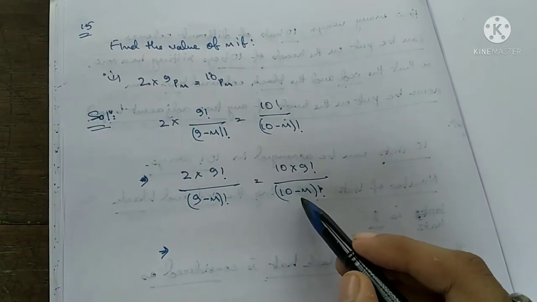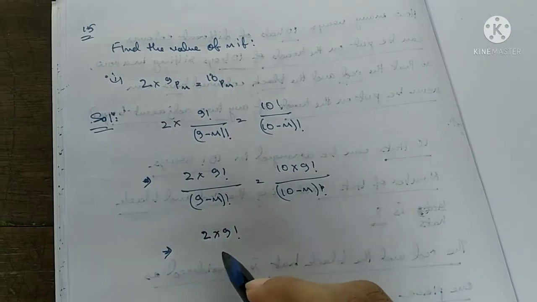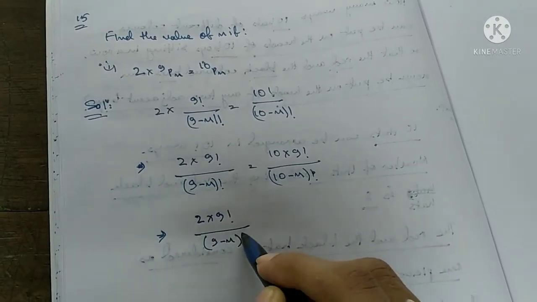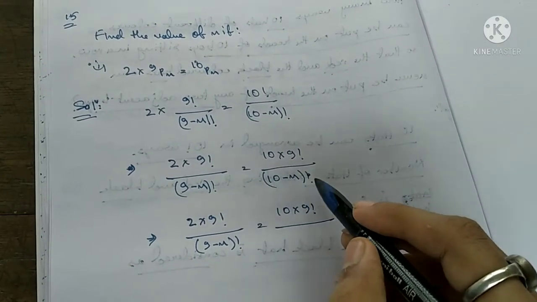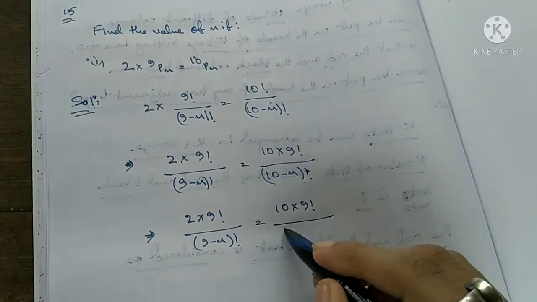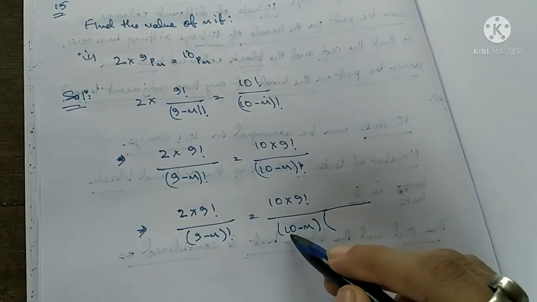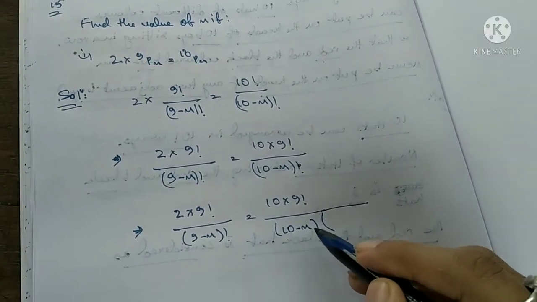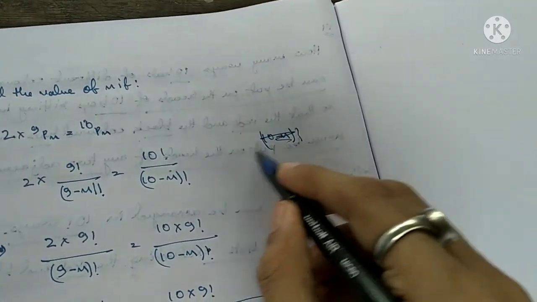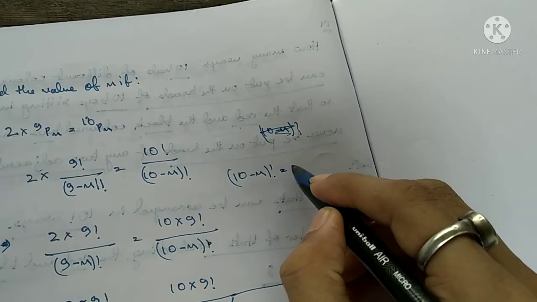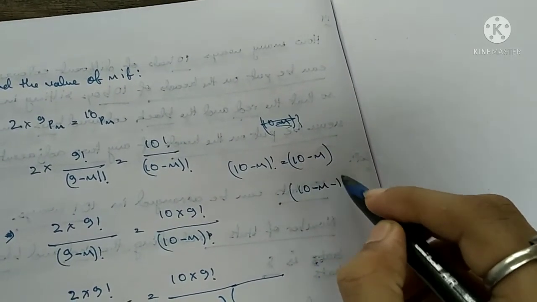So now in here you see this one again, 2 into 9 factorial by 9 minus n factorial is equal to 10 into 9 factorial by 10 minus n factorial. Its next term will be 10 minus n, and the next term will be 10 minus n minus 1. Understand? 10 minus n factorial becomes 10 minus n into 10 minus n minus 1.